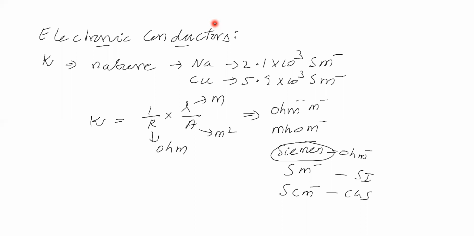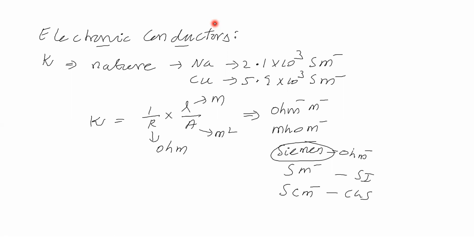Which is carrying current in electronic conductors? Free electrons. Free electrons are nothing but valency electrons. If the number of valence electrons is different, conductivity will also be different. Therefore, conductivity depends on the number of valency electrons also.